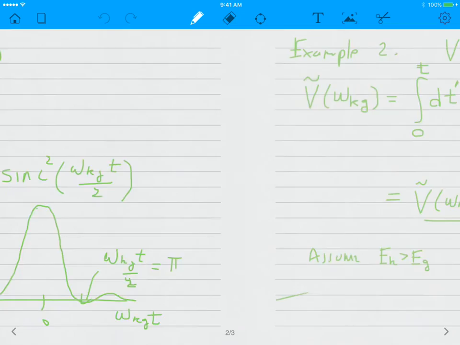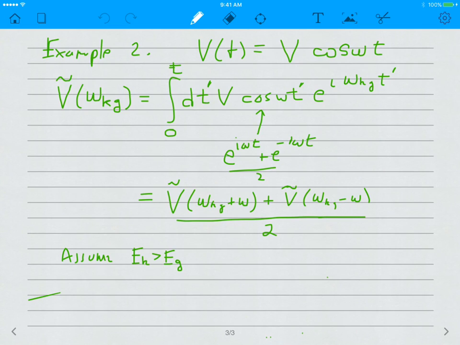Okay, let's go back here then. That means that this second term is going to be big if omega is about omega kg. And this other term is going to be quite small.